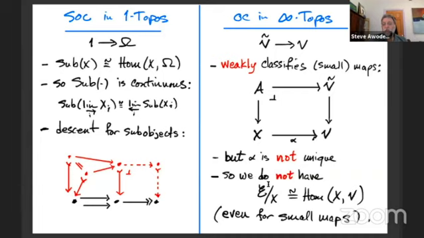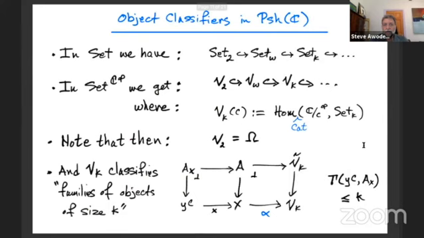Now, that's not only because this thing is too big to be representable. Even if we restrict to small maps, we still won't have an isomorphism like this with this set and this category. We won't have uniqueness in the condition there of classification. However, we do have something else, and that's what I want to tell you about now. So let's have a look.